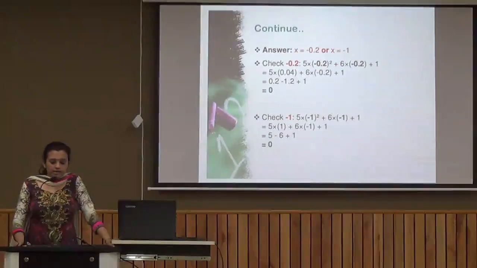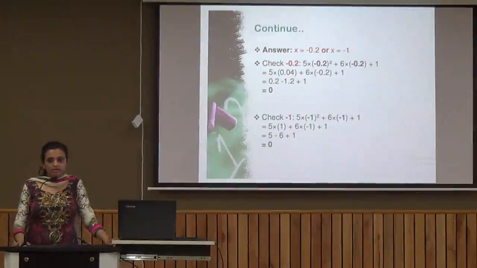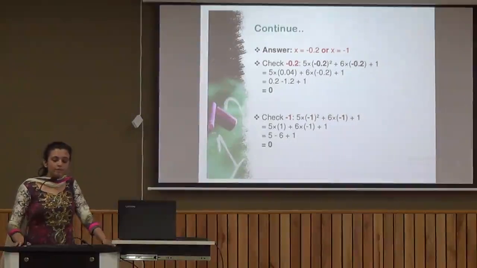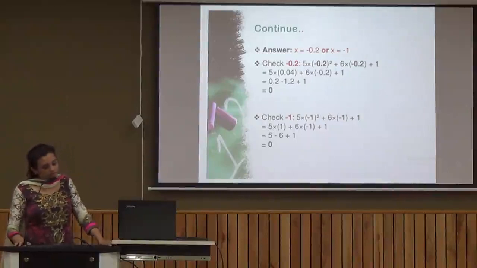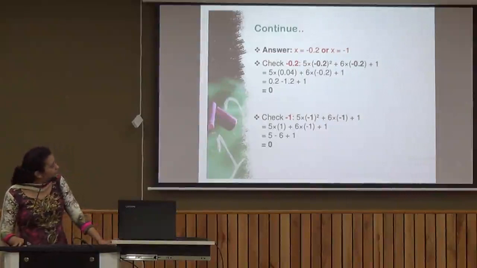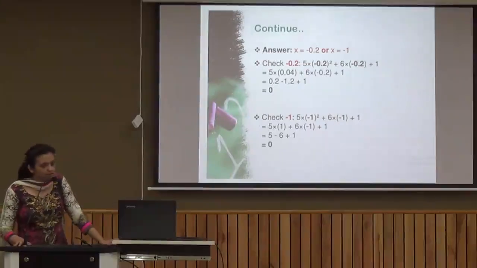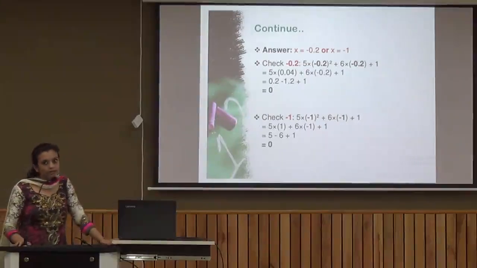See, the answer is x equal to minus 0.2 or x equal to minus 1. Let us check whether these are true, whether the calculation is right. And for the check, what have we done? We've simply put in the values of x first as minus 0.2, then as minus 1. And as you can see, this is simply verified and you confirmed that the values are minus 0.2 and minus 1.